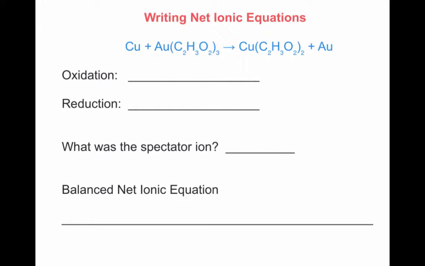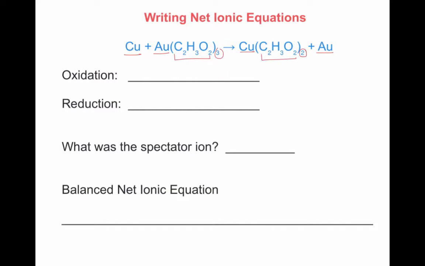So when I look at this equation, I see 1 Cu, 1 Cu, 1 Au, and 1 Au. But when I look at this acetate ion right here, I see that there are 3 on the reactant side and 2 acetate ions on the product side. Therefore, I need to make these equal to each other. The only way that I can do that is by putting in coefficients.